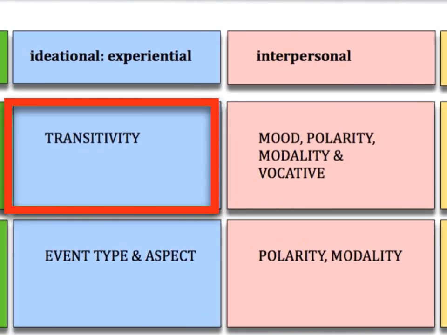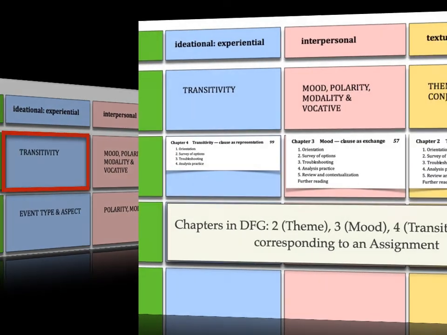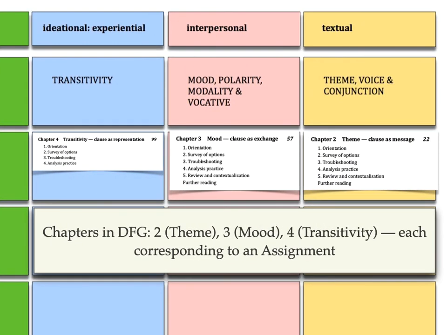And finally, looking at the systems internal to the clause, we'll move on to transitivity, the resources for construing a quantum of change in our experience of the flow of events, the clause as a figure. And to remind you, these correspond to chapters 2, 3, and 4 in our textbook, DFG, Deploying Functional Grammar.